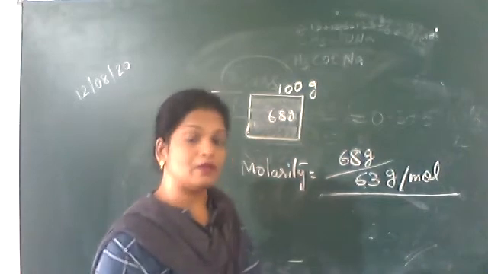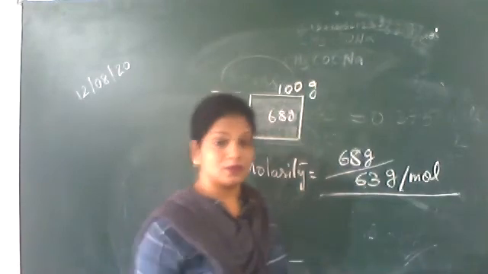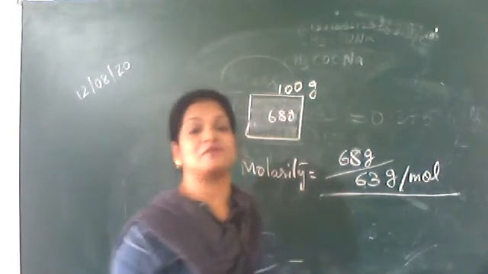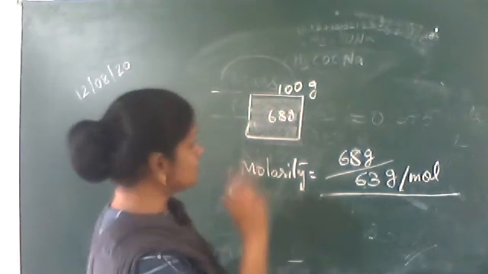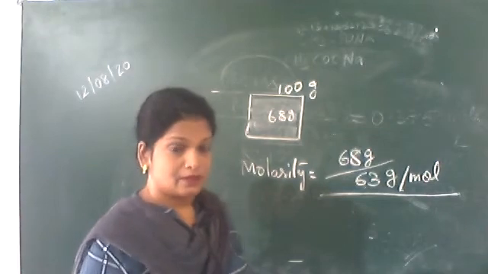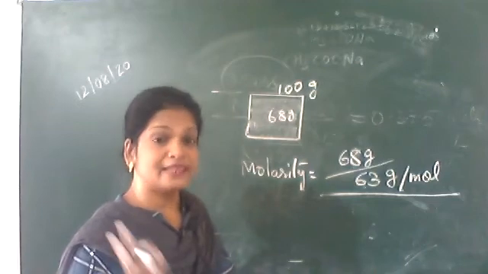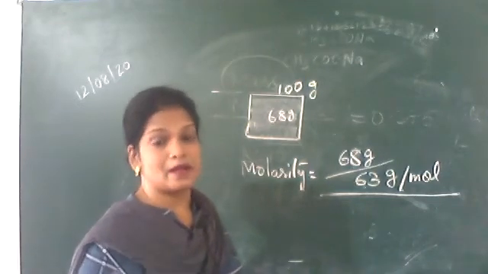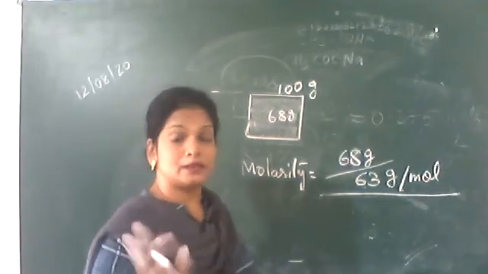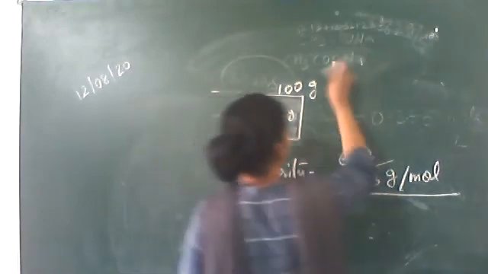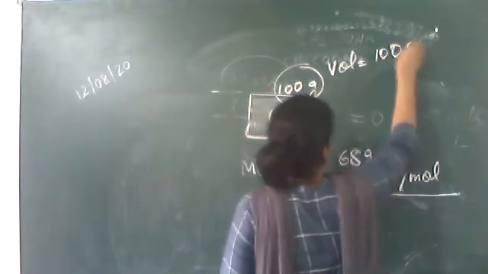Now, volume of solution in liters. Volume is not given. Mass is also not given, but they have given percentage, so we have considered it as 100 gram. So we have 100 gram solution. The volume of this solution, using mass by volume is equal to density, that is volume is mass upon density. So what is the volume of the solution? Volume of the solution is mass upon density.